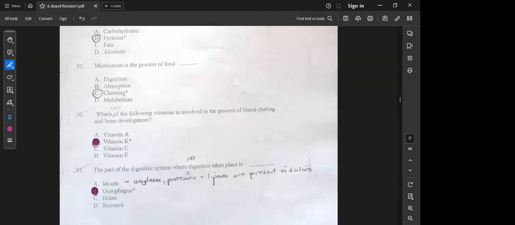Tocopherol is the name for vitamin E, also an antioxidant. The fat soluble ones, we have been told, are D, E, A, D, E, and K. And the water soluble ones are B and C. Nice. Okay. So now the physiology of the digestive system.